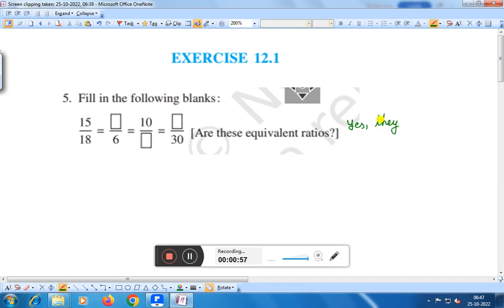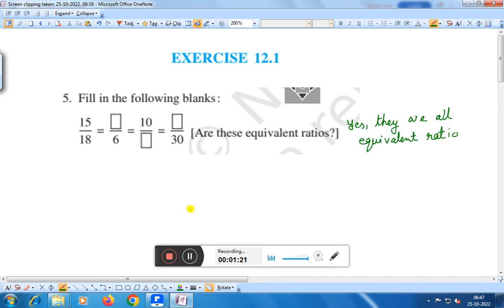Yes, they are all equivalent ratios. Now, what is the rule to get equivalent ratios?